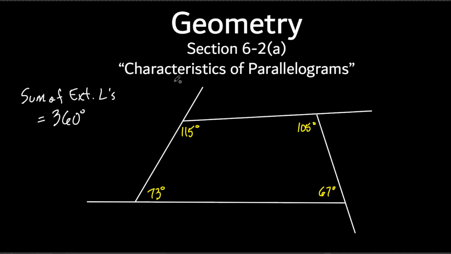Okay. Right here, what did I give you? I just gave you the interior angles, right? Anybody have a calculator on them? Get your calculator out. Punch these numbers in. These hopefully should add up to 360 degrees. Do it real quick. 115 plus 105 plus 67 plus 73.